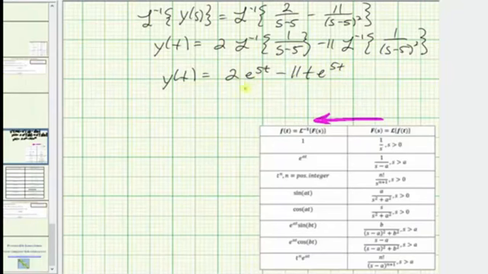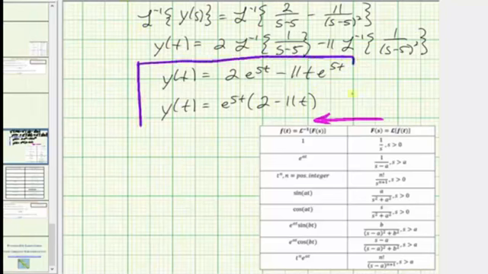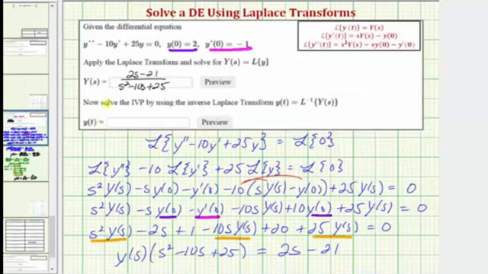So this is our solution to the initial value problem. If we wanted to, we could factor out the common factor of e raised to the power of 5t and write this as y of t equals e to the 5t times the quantity 2 minus 11t. Either of these two forms are acceptable. So going back to our first slide, again we have y of t equals 2 e to the 5t minus 11t e to the 5t.